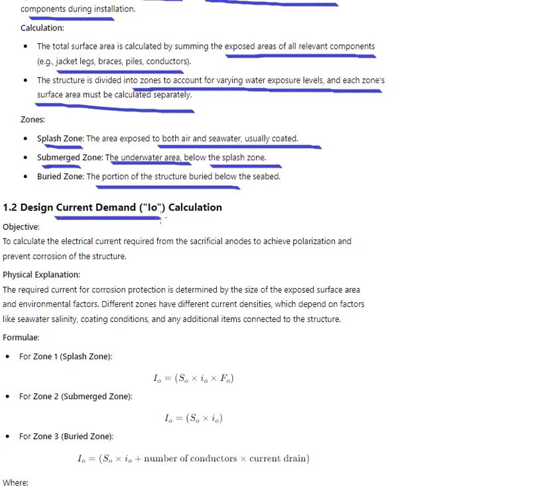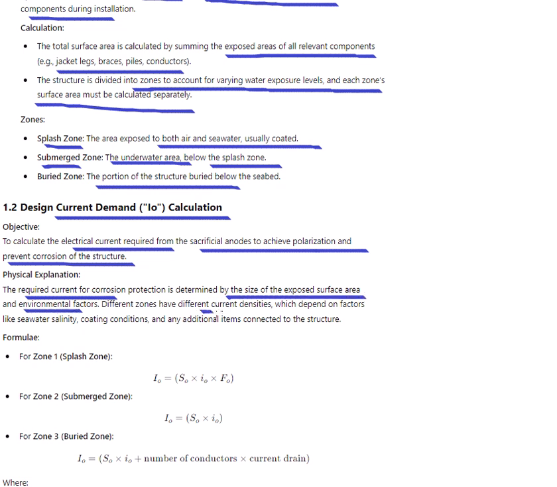The next thing is design current demand: calculating the electrical current required from sacrificial anodes to achieve polarization and prevent corrosion of the structure. So what's the objective? We need to calculate the total electrical current required from sacrificial anodes to achieve polarization and prevent corrosion of the structure. The required current for corrosion protection is determined by the size of the exposed surface area and environmental factors.